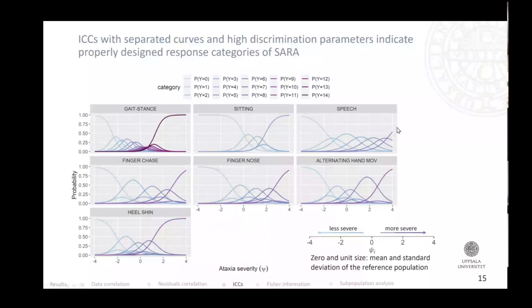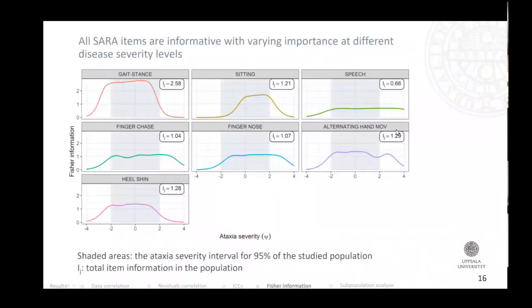Something that is a little bit easier to follow is the information content of the different items. This is the Fisher information, and it tells us how much information the different items give to the estimation of a particular patient's latent variable value, so the estimation of their disability.